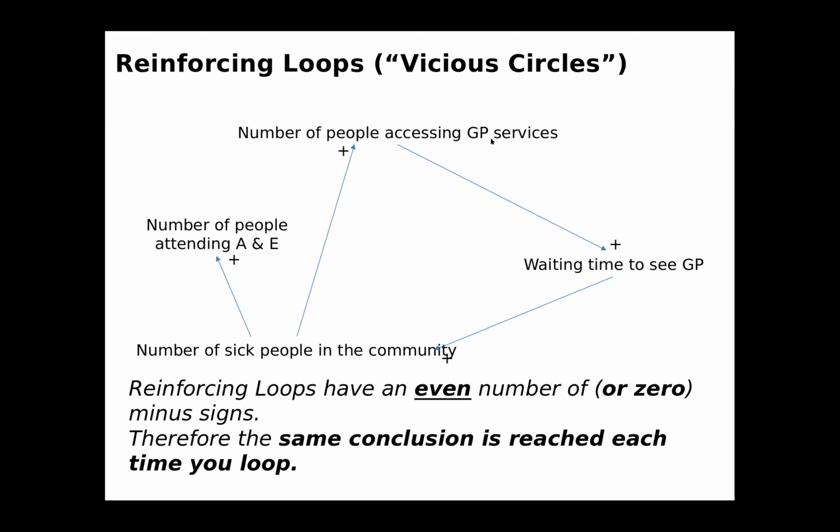So you might have an example where we think about our system as the number of people accessing GP services. As they go up, that increases the waiting time to see a GP. And as that increases, the number of sick people in the community goes up, which then increases the number of people accessing GP services, and you get a kind of reinforcing effect where things are snowballing, and it gets interesting where those things are spilling out into other stuff as well. So that may then cause a spilling out into the number of people attending A&E, and so it helps you to identify kind of problems and where the way in which the system is structured might be causing issues.